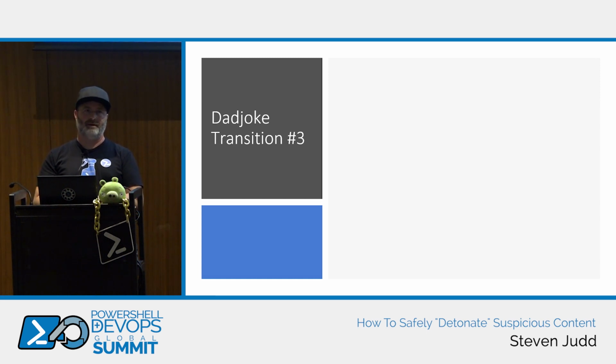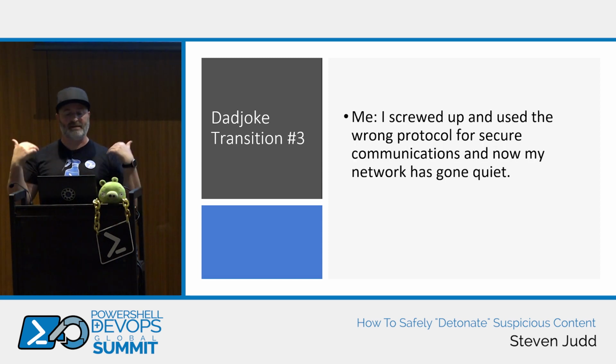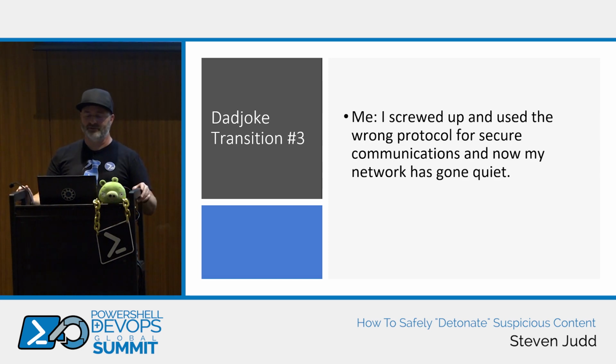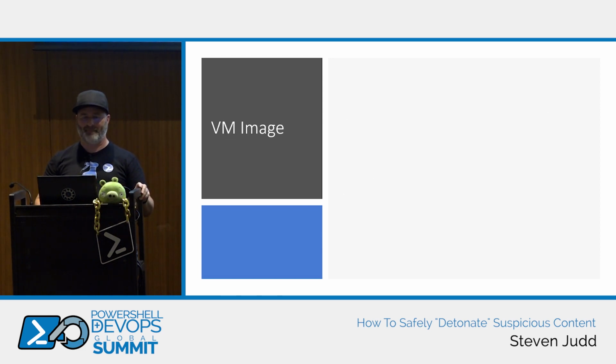Okay. Dad joke transition number 3. Now, this one's an audience participation joke. Are they all audience participation jokes? All right, well, this one is specifically designed for audience participation. All right, me, this is the part I read. I screwed up and used the wrong protocol for secure communications, and now my network has gone quiet. Now, of course, this is Mike, so I have to repeat it, so it kind of ruins the joke here. But what protocol did you use? SSH? I don't get it. Okay. Can I explain it? Question from the audience.